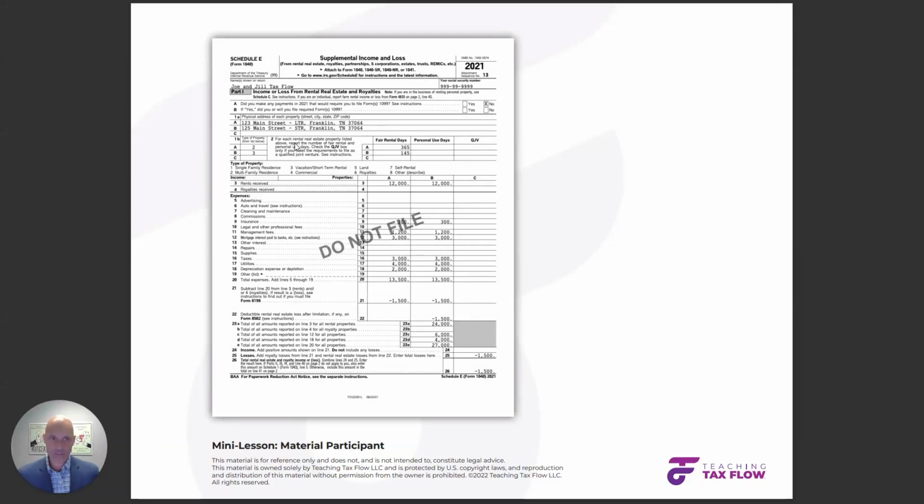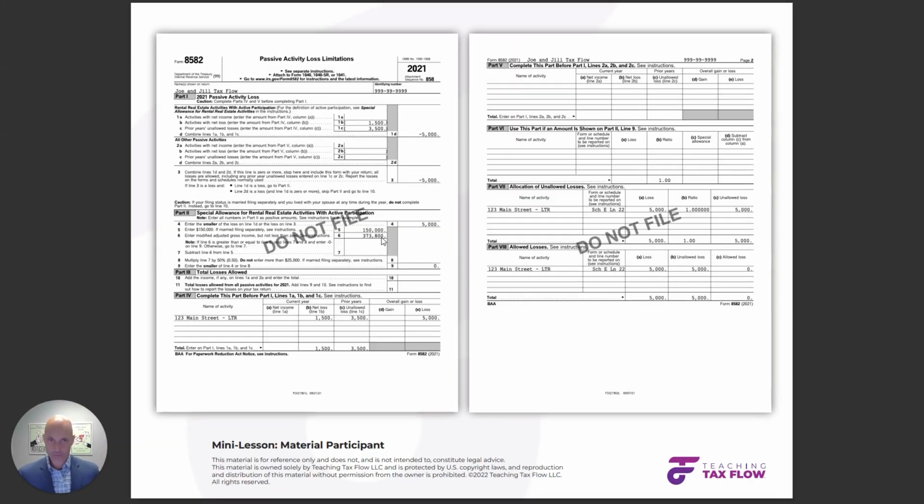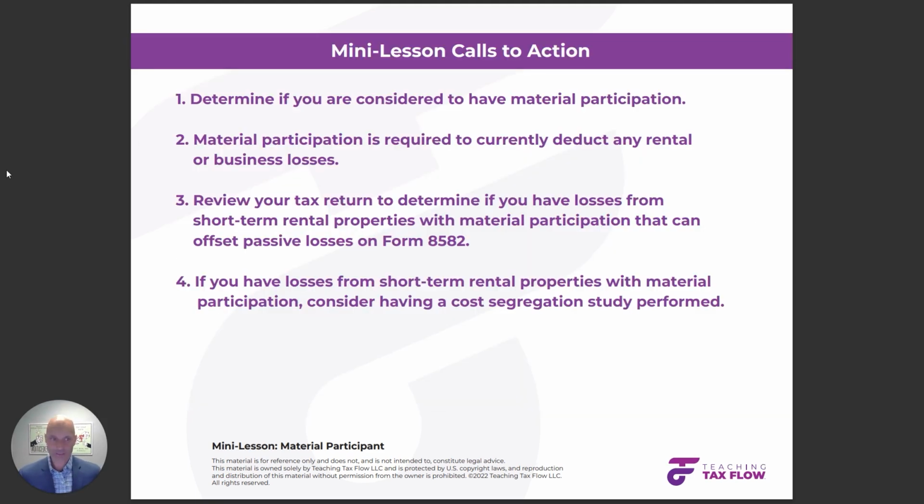I'm going to flip back to Schedule E. 125 Main Street is not a loss because of the material participation in the short-term rental loophole. So Joe and Jill Tax Flow have one property that keeps creating a passive loss, the other does not. And the other thing is on this 8582 form, prior year losses are here. Now we have another mini lesson on how we can utilize these passive activity losses, and we also have something called a hunting pigs mini lesson.